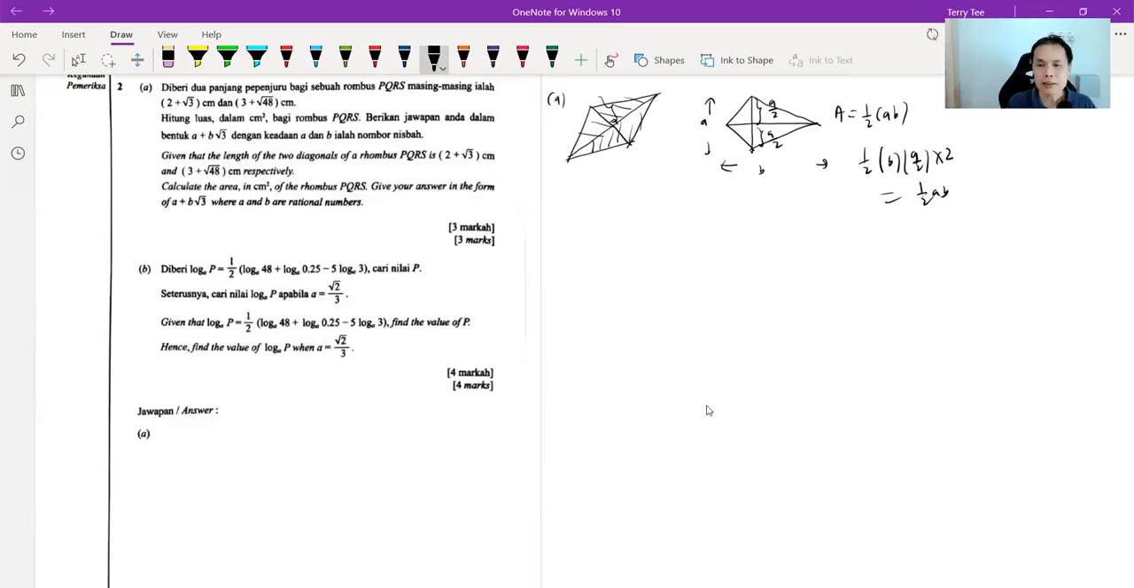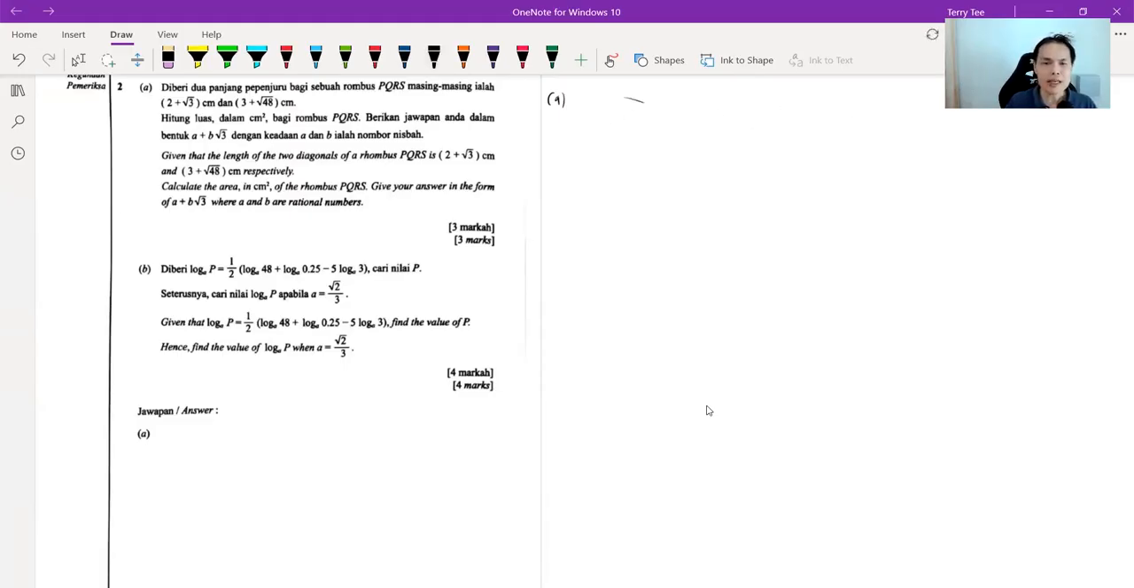Another thing is that for a kite, if I extend it such that all 4 sides are equal length, then it becomes a rhombus. I hope this explanation is clear. Now, the area of this rhombus is given by half the product of its diagonals, 2 plus surd 3 and 3 plus surd 48. Now, you can expand one by one, but I actually prefer to simplify surd 48.